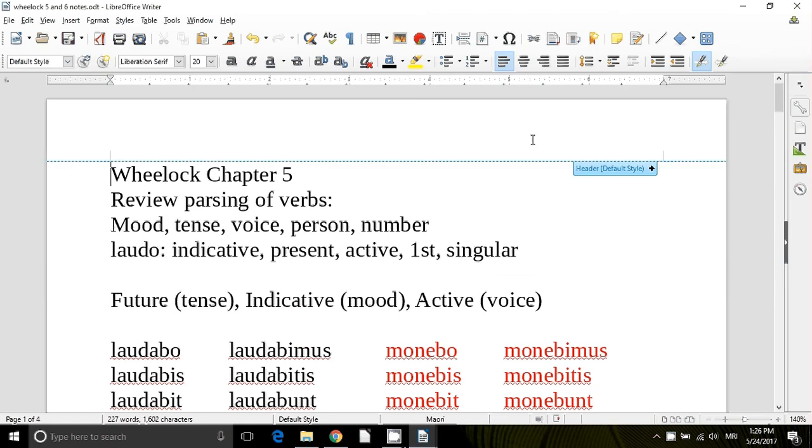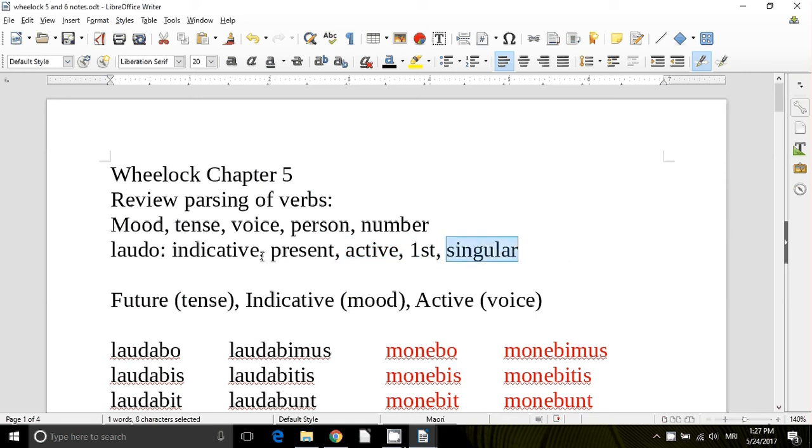Wheelock's Latin Chapter 5. Alright, so first let's start off with a review of parsing verbs. Remember, verbs have mood, tense, voice, person, and number. The only mood we've learned so far is the indicative, though we've done a little bit with infinitives. The indicative mood indicates something, talks about facts. Laudo is the word we're going to parse here. That's present tense, active in voice, first person, and singular.